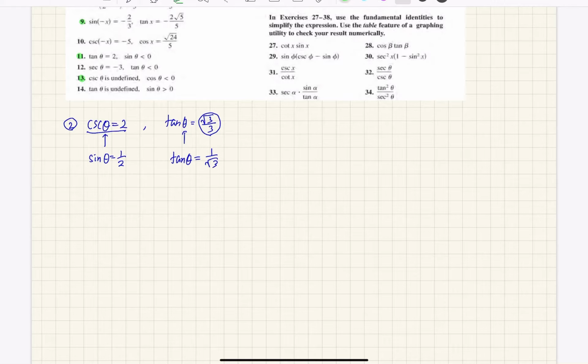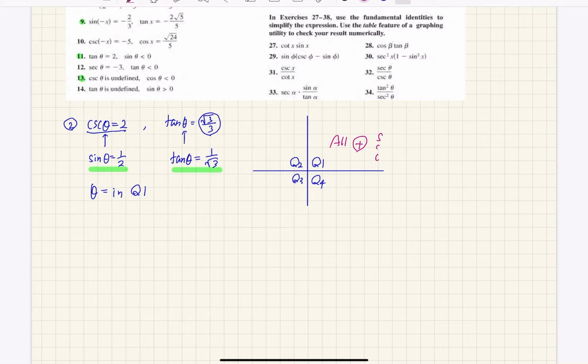Look at this. Sine is positive 1/2. Tangent is also positive. So we know that theta is in the first quadrant. Look at this rule. This is quadrant 1, quadrant 2, quadrant 3, quadrant 4. In the first quadrant, all 6 trigonometric functions are positive. Sine, cosine, tangent, and their reciprocals cosecant, secant, cotangent, all of them are positive in the first quadrant.